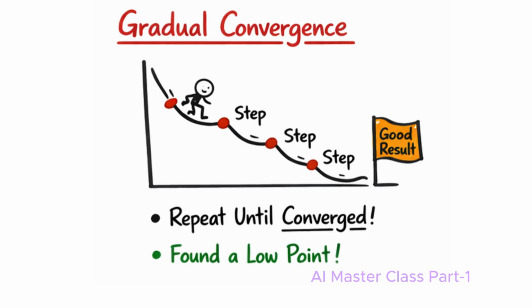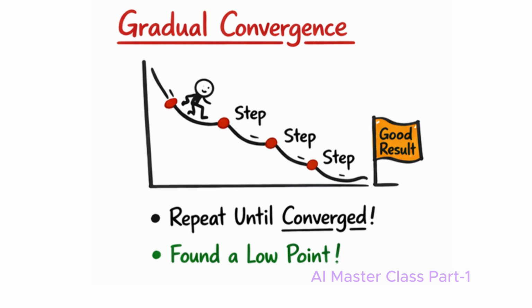So due to this, the model will learn iteratively. First, it will make a prediction, then it will check the loss, and according to the loss, it will adjust slightly. The model will repeat this multiple times until it converges. That means the model stops improving much and has found a good enough low point.